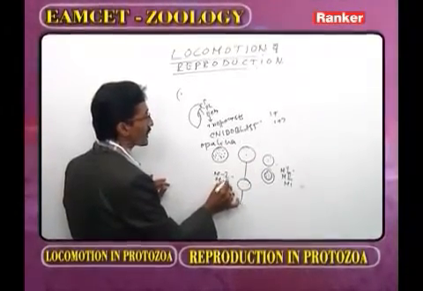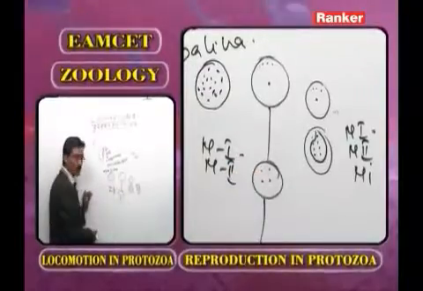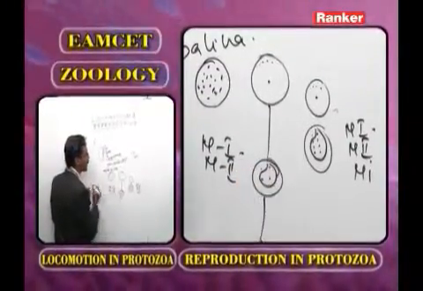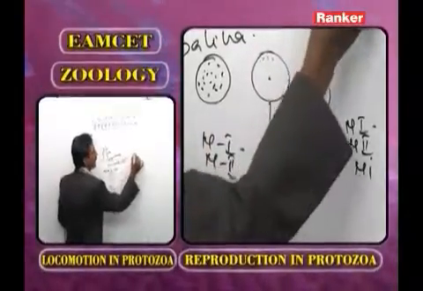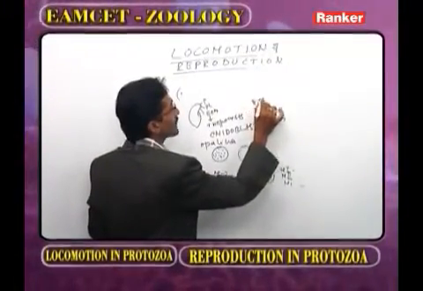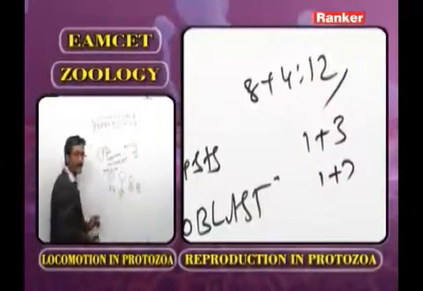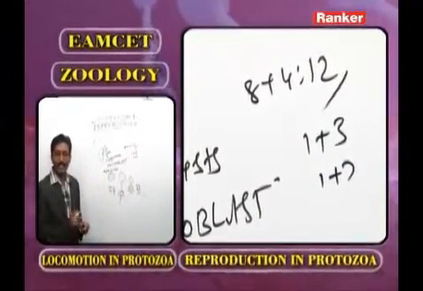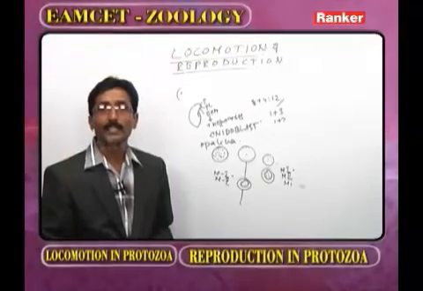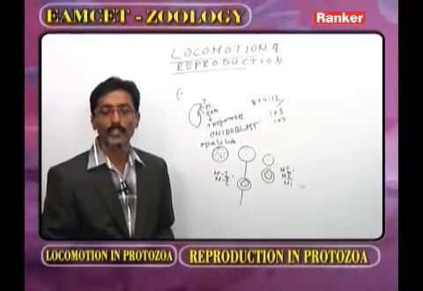1, meiosis 2, and we get 4 nuclei. Out of 4 haploid nuclei, how many disappear? 3 will disappear. Now 3 plus 1, 4; 7 plus 1, 8; 8 plus 4, how many nuclei disappear by the end of pronuclei formation? The correct answer is 12 nuclei. Now we go for the next question.